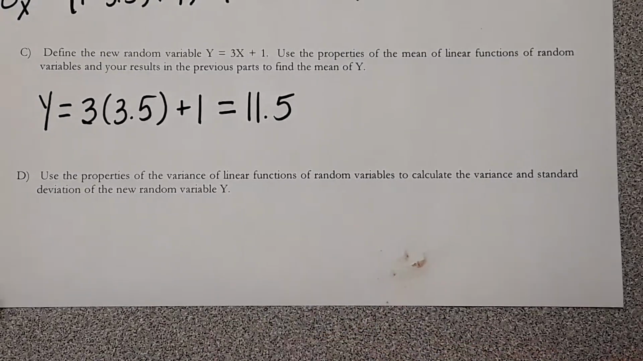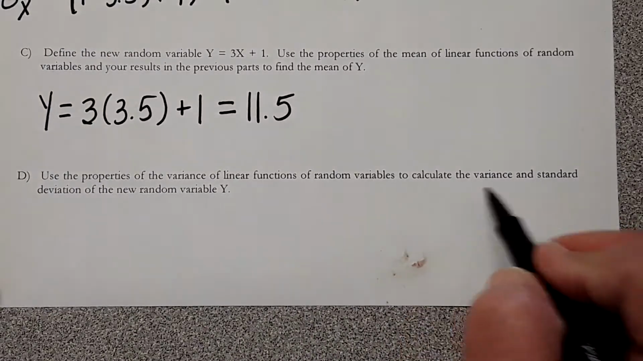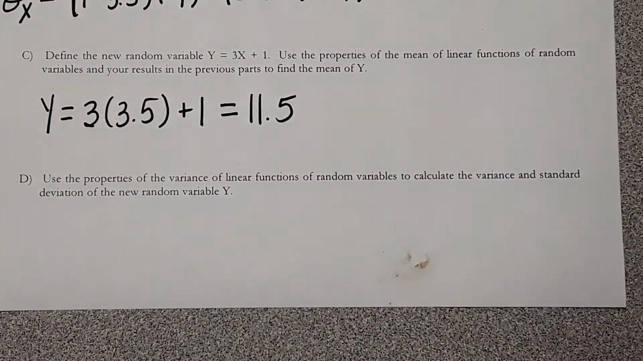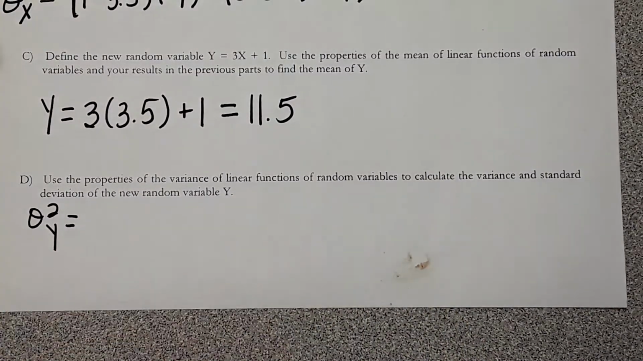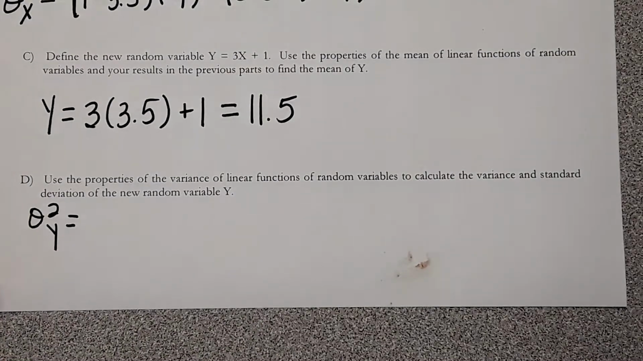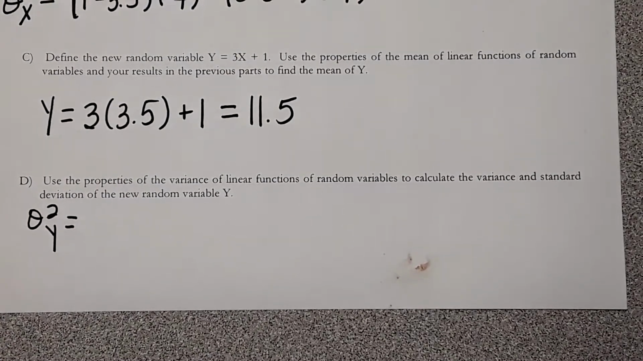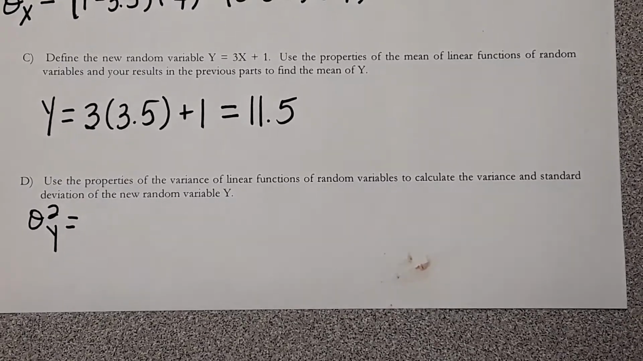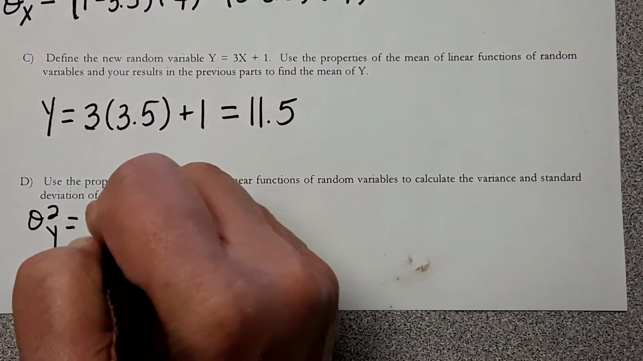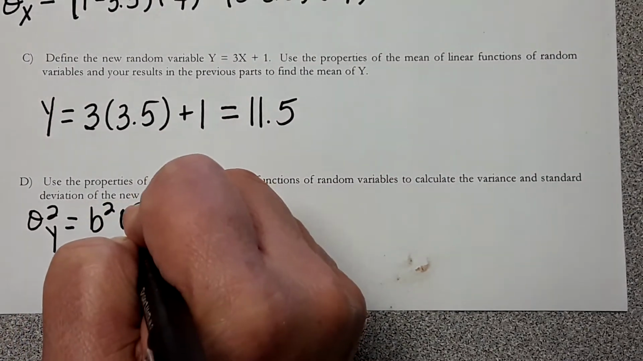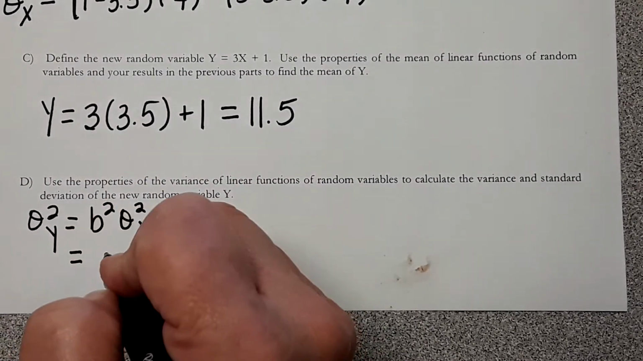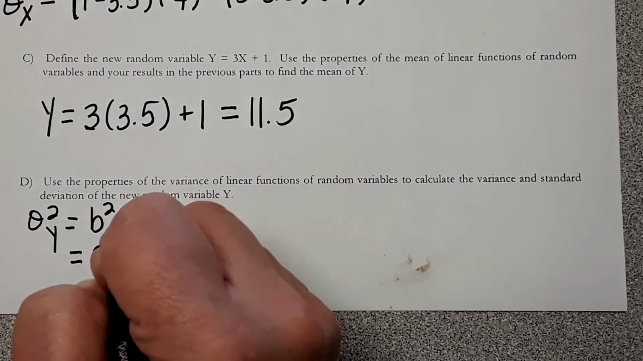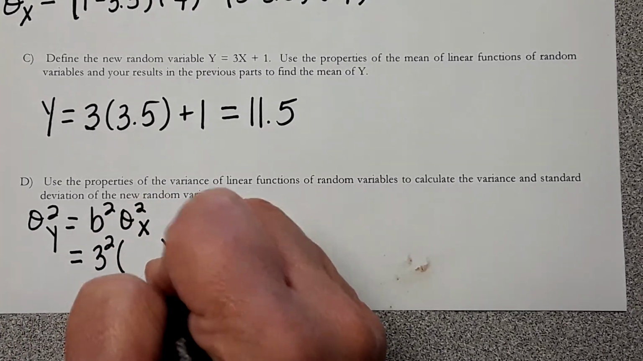But now make sure you guys, they're asking you to calculate the variance and the standard deviation. So there's two answers on this one. The first thing is the variance of y. How do we find that? Go ahead. Is it b squared times the sigma squared of x? Yep. And what is b in this problem? 3. 3 is b.